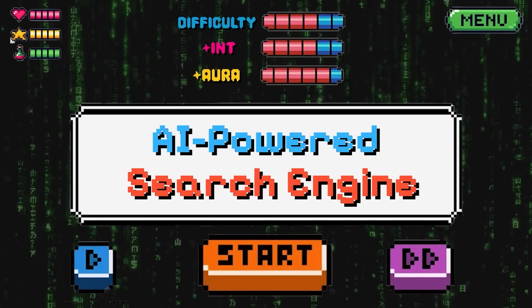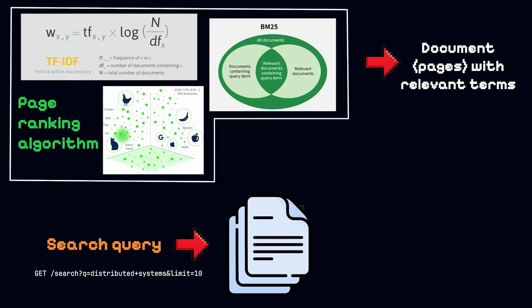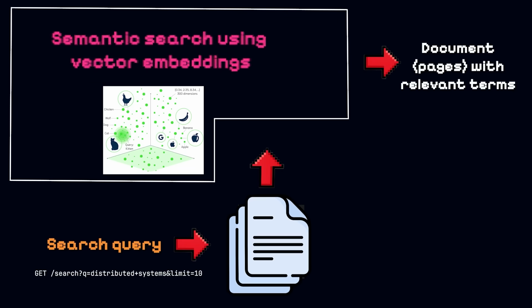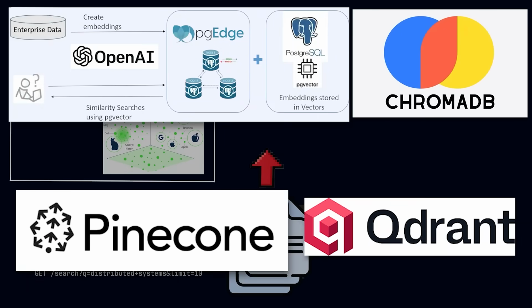You know what's better than a search engine? An AI-powered search engine. At least if you want to impress boomers. In addition to what I explained to you previously, you will need semantic search, not BM25, using vector embeddings. Look into pgvector, Pinecone, ChromaDB, and Qdrant. It will save you several days.